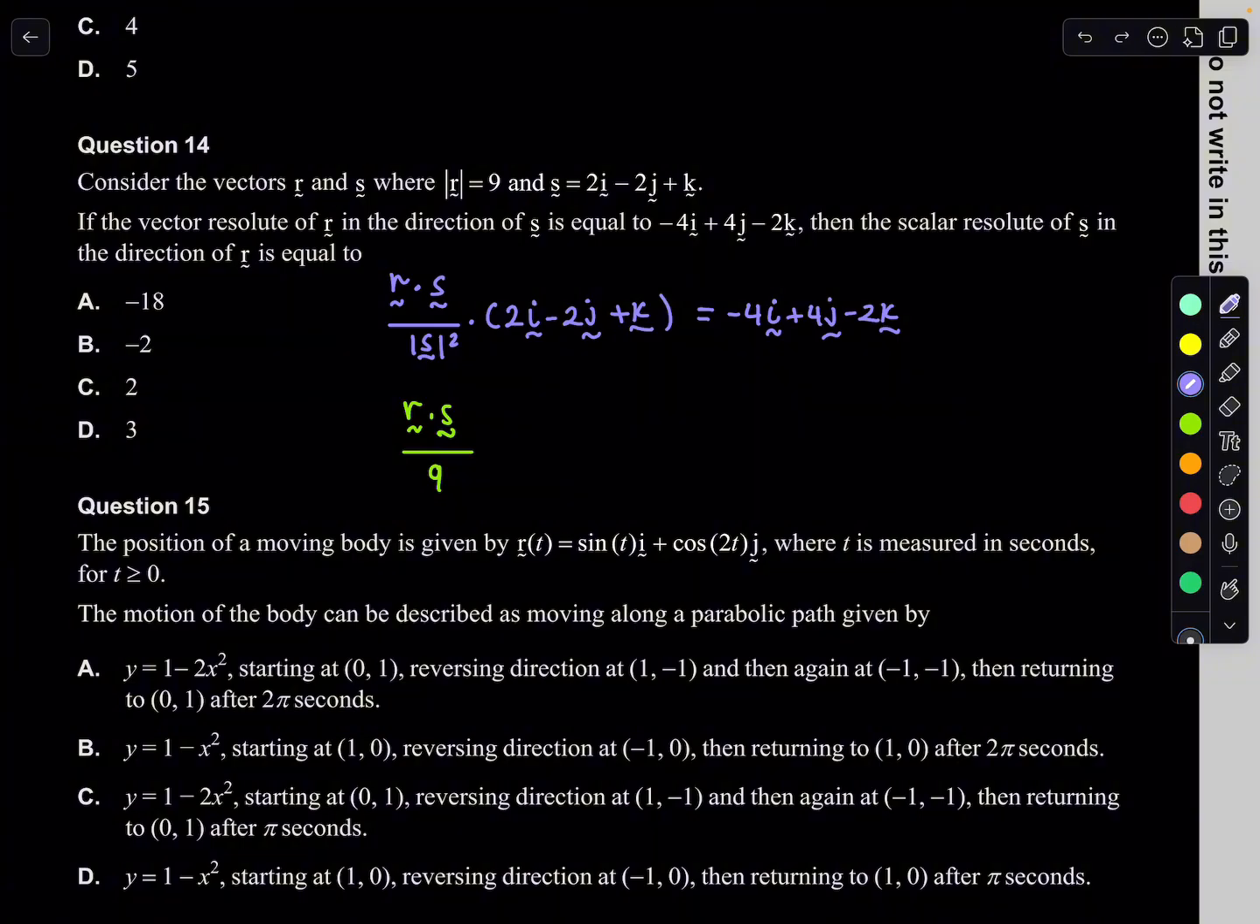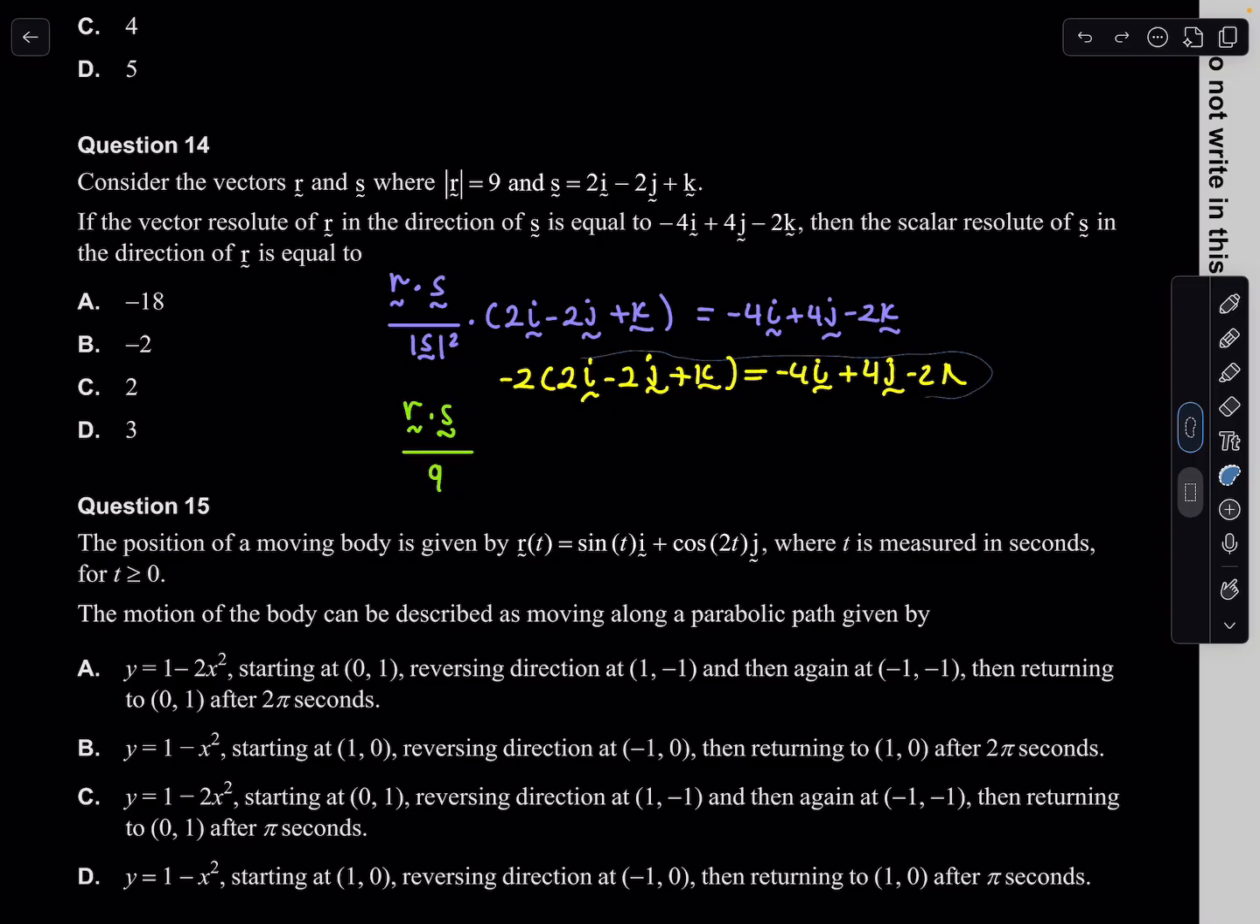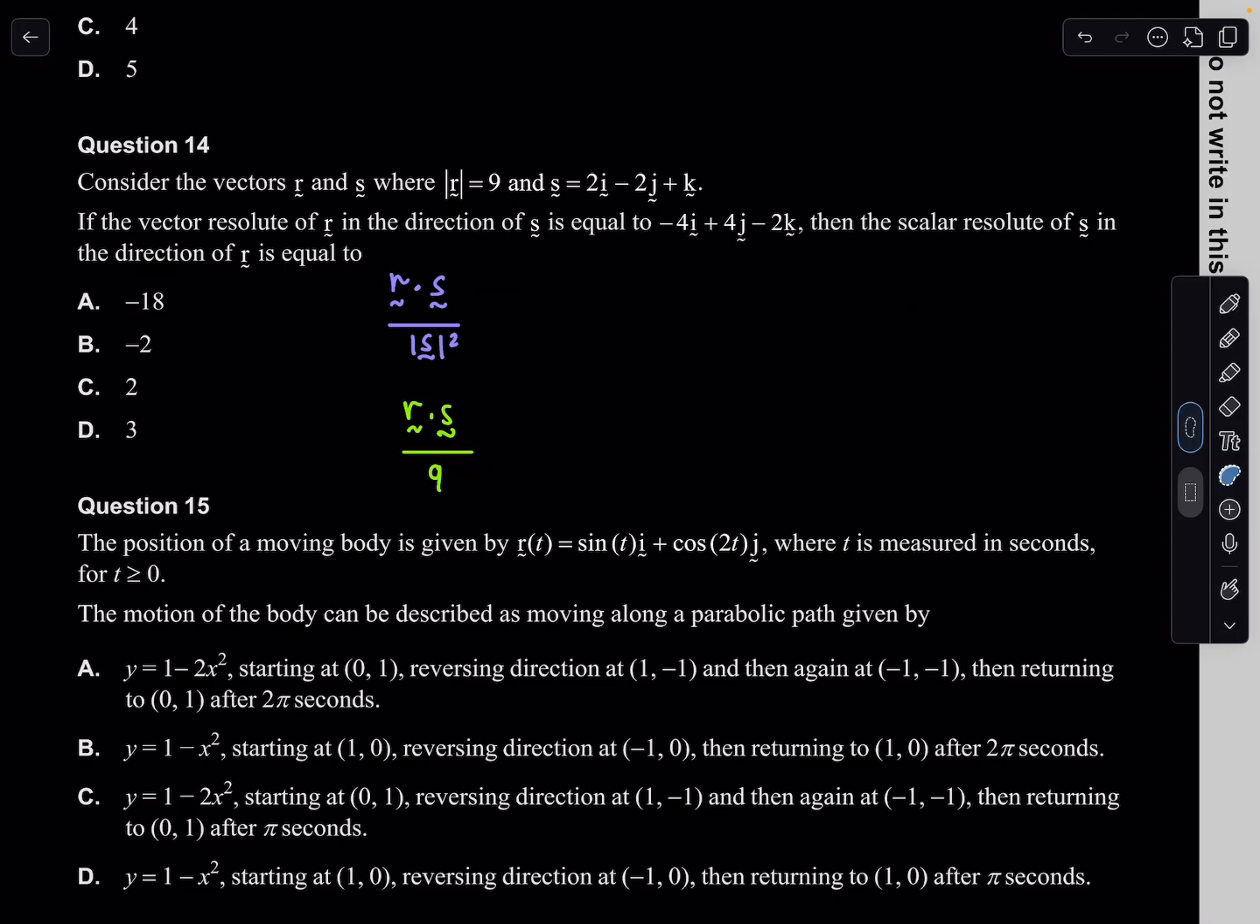We know for a fact that this over here has to be -2. Think about it. If this is negative, this whole expression is -2. Does that make sense? Because, for example, if this was -2, and then you times it by this vector over here, 2i minus 2j plus k, do you see how it will result in that -4i plus 4j minus 2k? Do you see how it results in this expression? So this expression here is actually equal to -2.